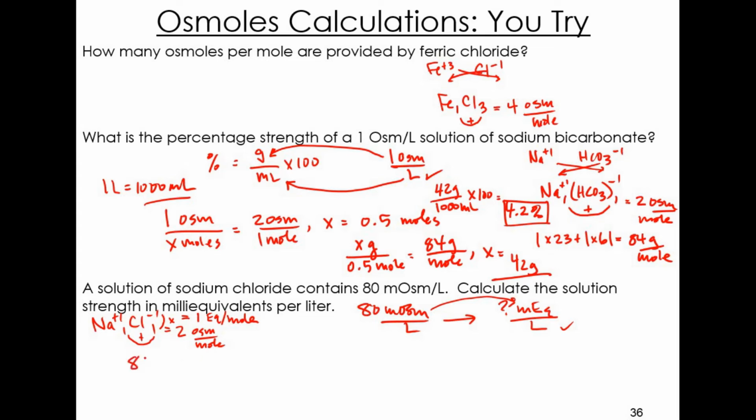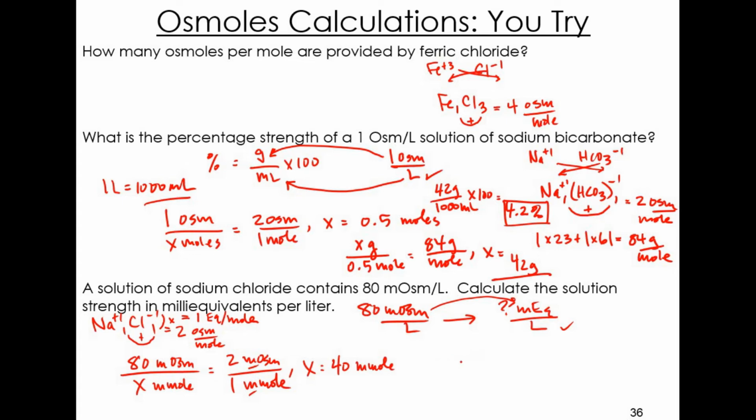So we can start out with 80 milliosmoles. How many millimoles is that? If there are 2 milliosmoles per millimole, and hopefully you're comfortable with using the same value if we change the top and the bottom in the same way. So X there is going to be 40.